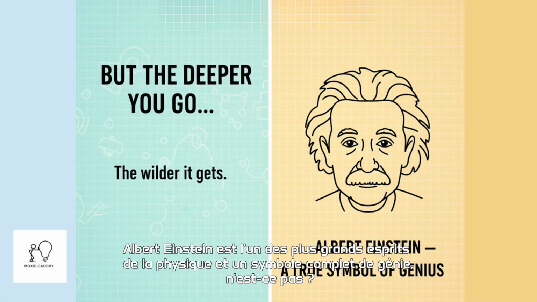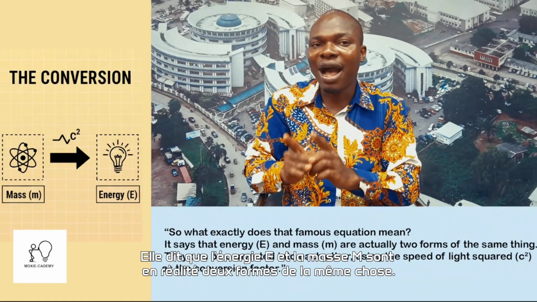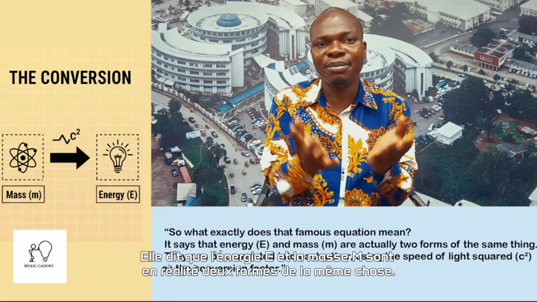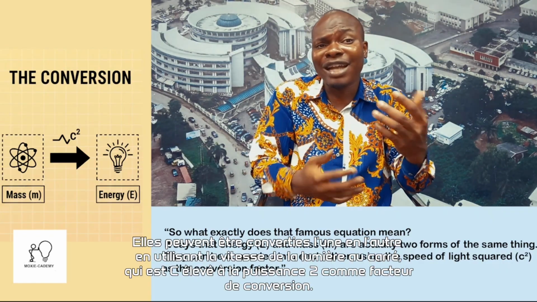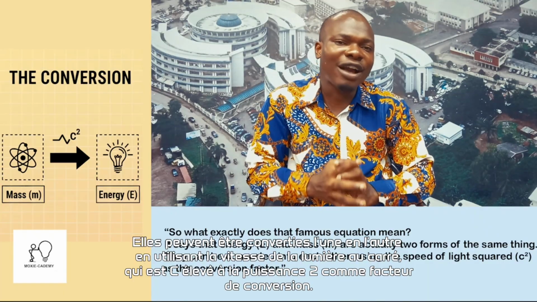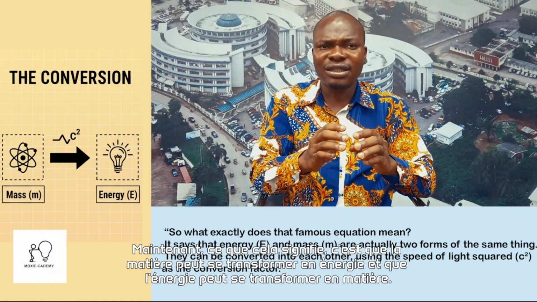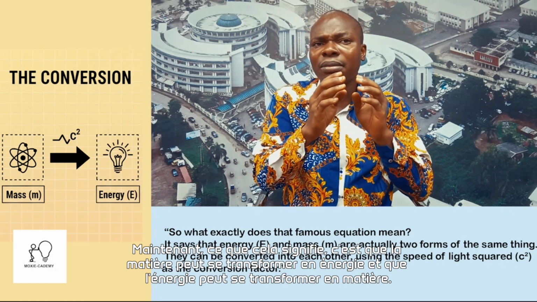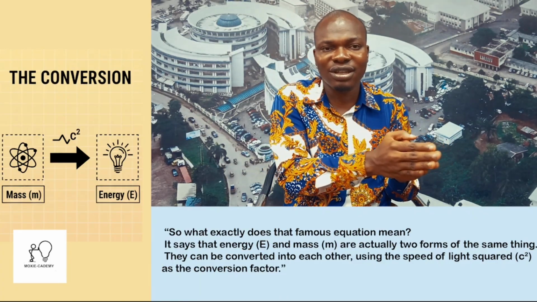Albert Einstein is one of the greatest minds in physics and a true symbol of genius, right? So, what exactly does the famous equation mean? It says that energy E and mass m are actually two forms of the same thing. They can be converted into each other using the speed of light squared, which is c raised to power 2, as the conversion factor. Now, what this means is that matter can turn into energy, and energy can turn into matter.